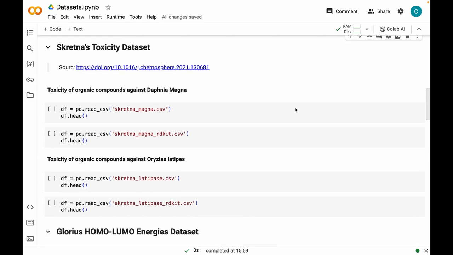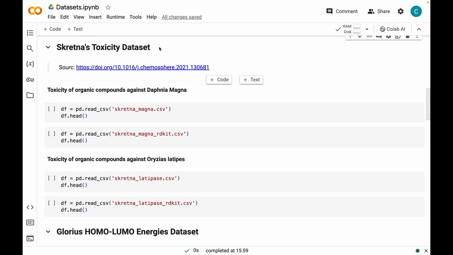Now, the next dataset that I want to talk about is Skretna's toxicity dataset. Like solubility, understanding the toxicity of compounds is highly desirable, especially in environmental science, public health, pharmaceuticals, and the chemical industry. Regulatory agencies have set standards for acceptable levels of toxicity in various contexts, and industries must comply with these regulations to ensure that their activity does not pose unacceptable risks to human health and the environment.